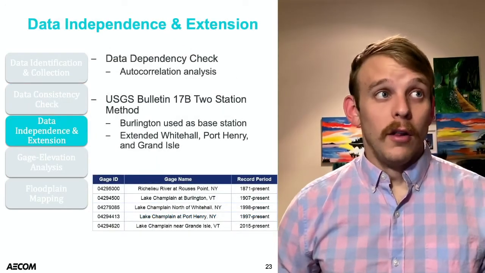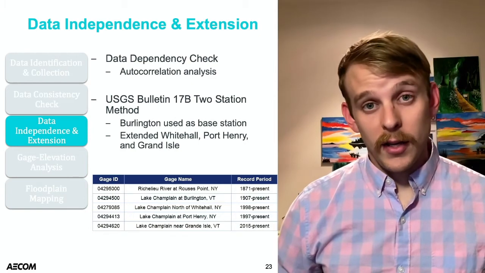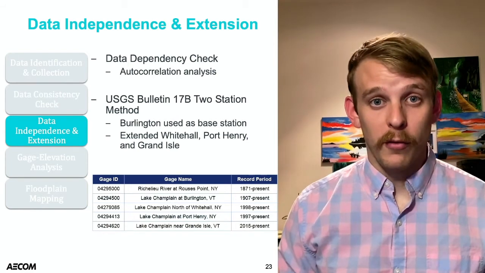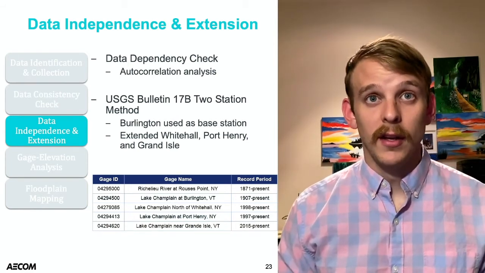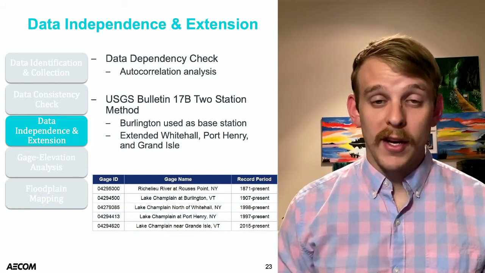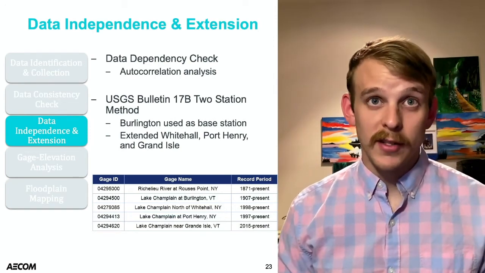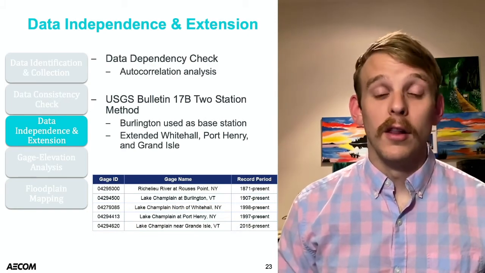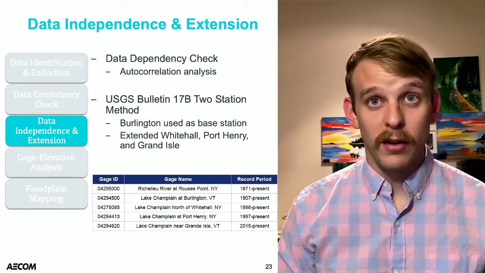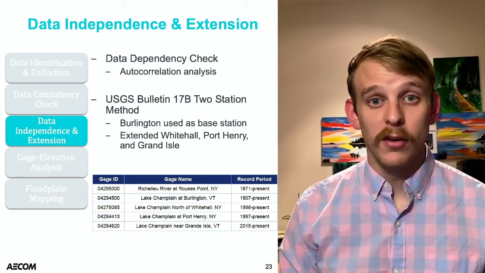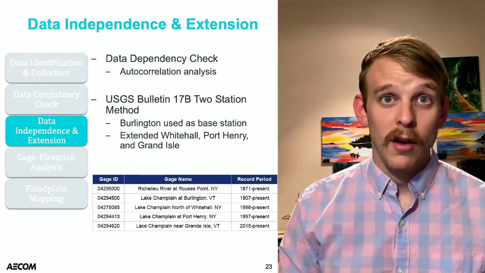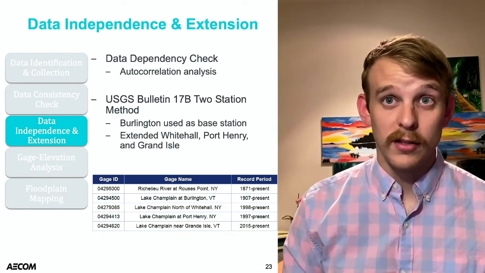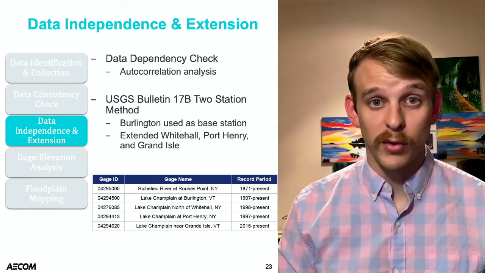Thank you, Becca. Along with data identification and data consistency checks, data independence and extension was paramount for this 2017 study. Autocorrelation analysis was utilized to test the temporal dependency of the observed elevation data. Along with that, a data extension method described in USGS Bulletin 17B, also known as the two-station method, was used to extend data at stations with shorter periods of record to develop equivalent lengths of record between gauges.